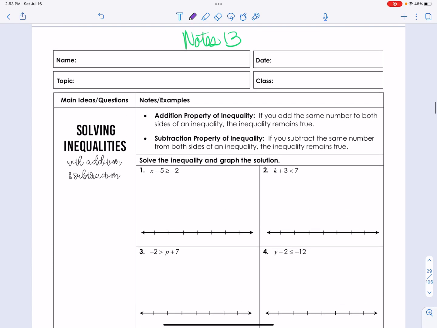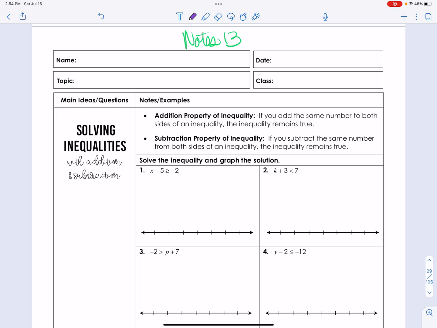Right, so we are going to solve inequalities now. We're going to do what we were doing, but with inequalities, so we're going to have to shade our answers. If we look at the first part of this, it gives you the addition property of an inequality: if you add the same number to both sides, it remains true. And the subtraction property of inequality: if you subtract the same thing from both sides, it remains true.